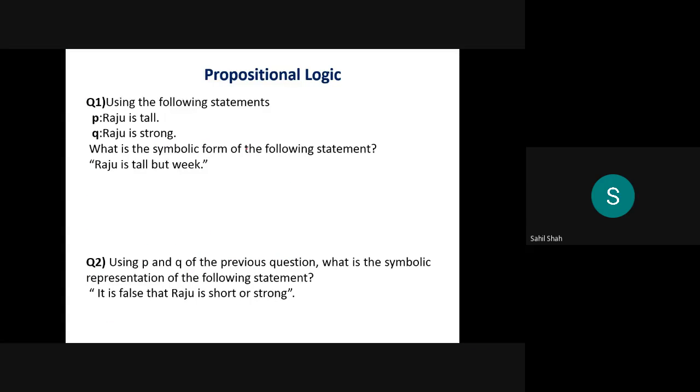Just a quick recap. Using the following statements, Raju is tall, Raju is strong. What is the symbolic form of the following statement? Raju is tall but weak. The symbolic form will be, this one is represented as P.